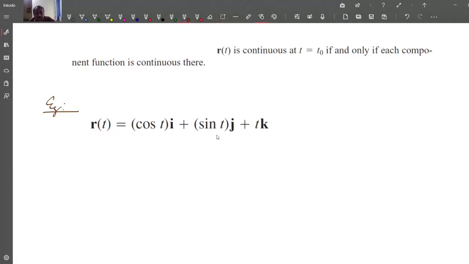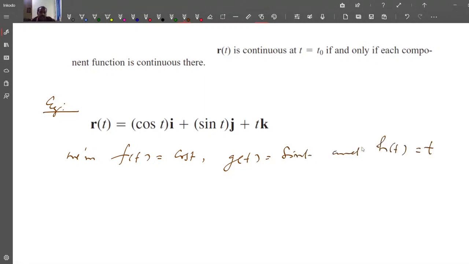Consider this function r(t) = cos t i + sin t j + t k. We have f(t) = cos t, g(t) = sin t, and h(t) = t as the components of this function. And you know cos t, sin t and t are continuous functions.